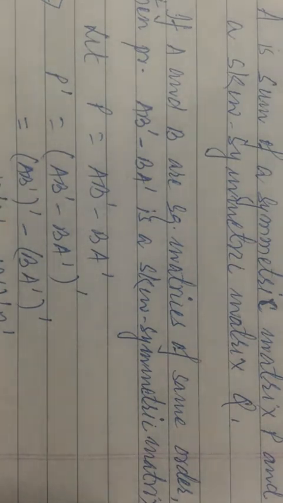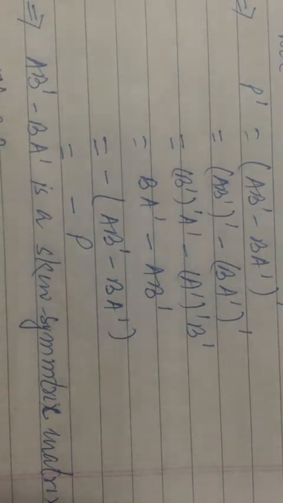Transpose of transpose is B. Here also it is A. So we are finding, take the minus sign out, so we find it is minus of P. So we can say that AB transpose minus BA transpose is a skew symmetric matrix. Now based on this we have the questions in Exercise 3.3.